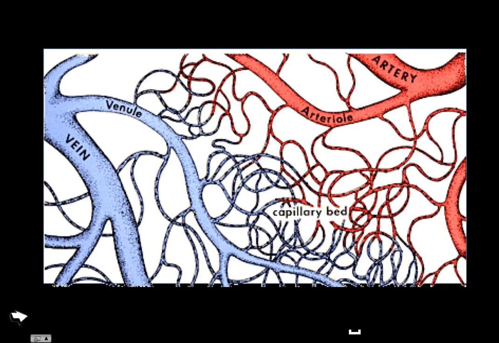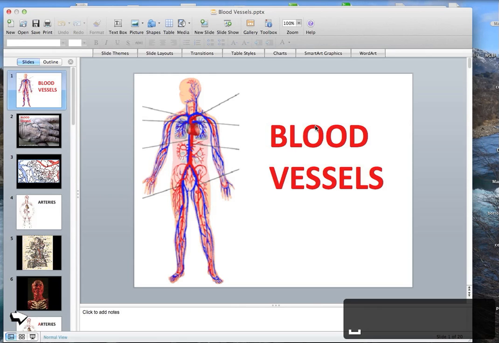And one last time, here's this nice little picture showing all three vessels, the veins, the arterioles, and the capillaries here. And this venule and this arteriole is just a fancy way of saying I'm a small vein or small artery, but you don't need to know that. Done.